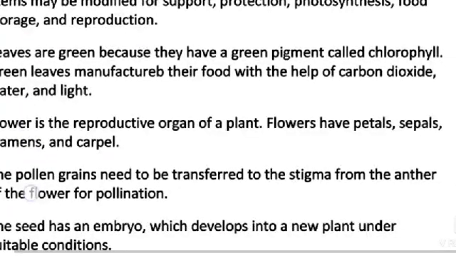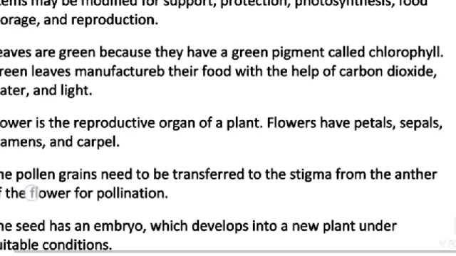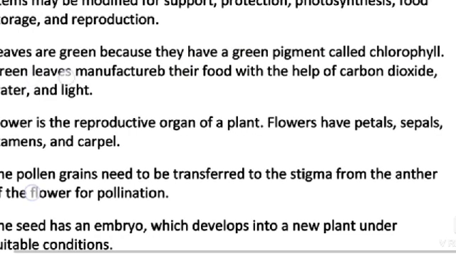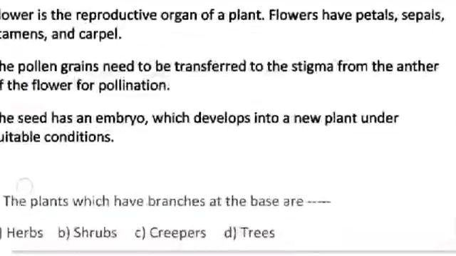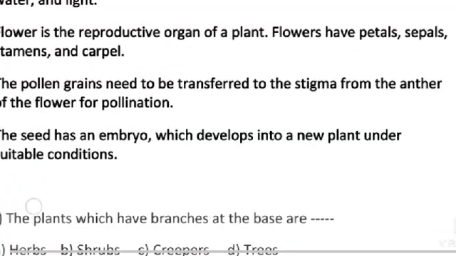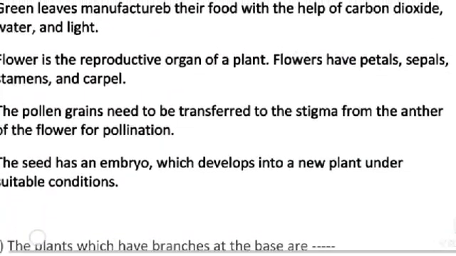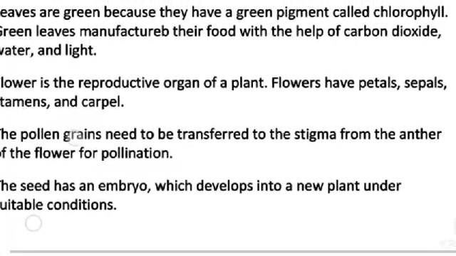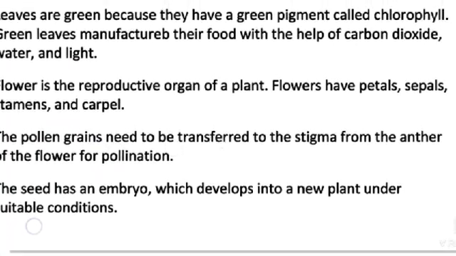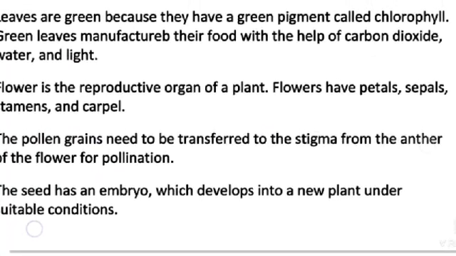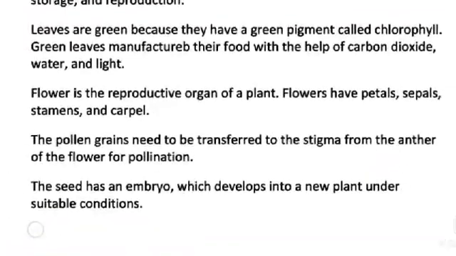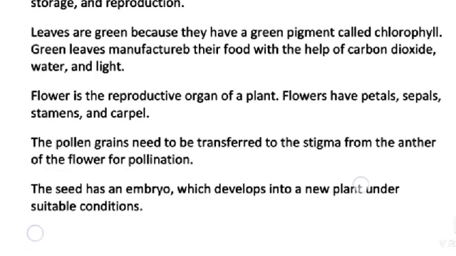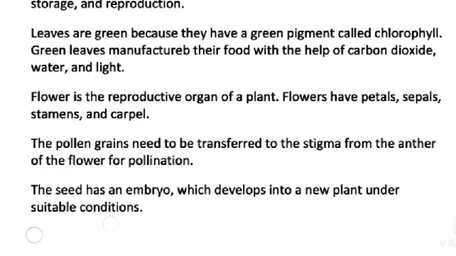Leaves are green because they have a green pigment called chlorophyll. Green leaves manufacture their food with the help of carbon dioxide, water and light. Flower is the reproductive organ of plants. Flowers have petals, sepals, stamens and carpels. The pollen grains need to be transferred from the anther to the stigma of the flower for pollination. The seed has the embryo which develops into a new plant under suitable conditions.